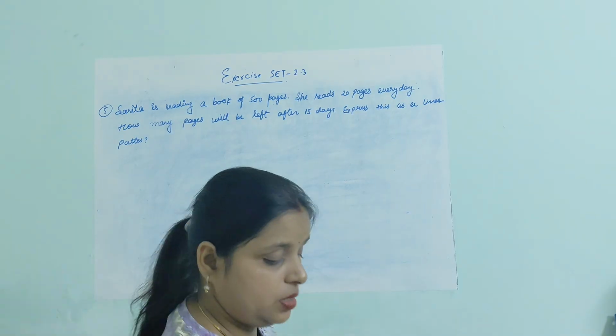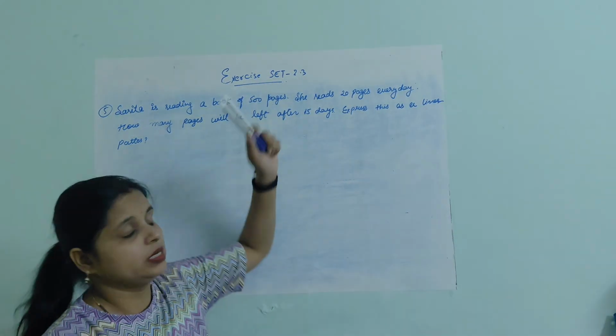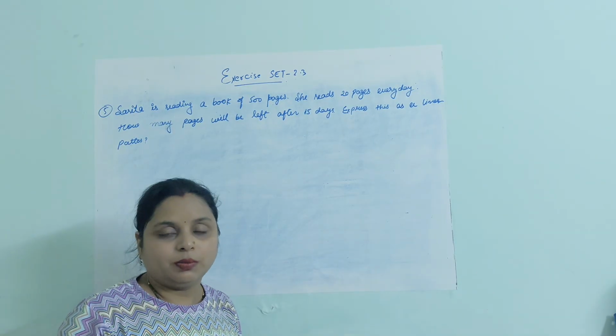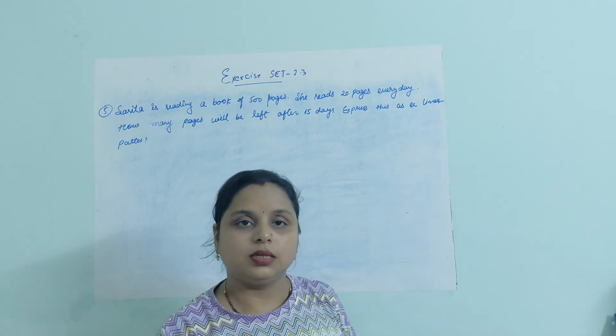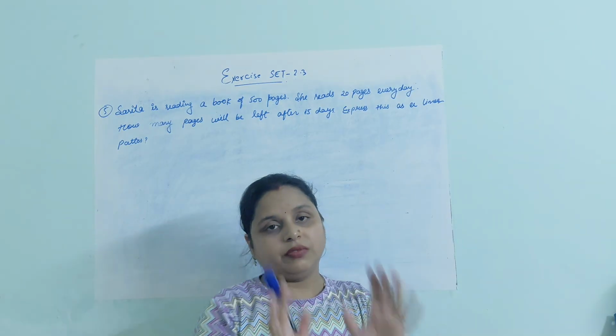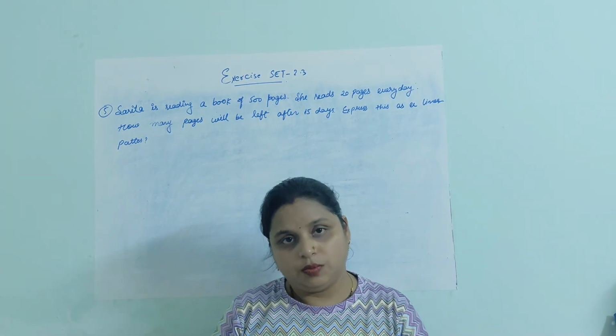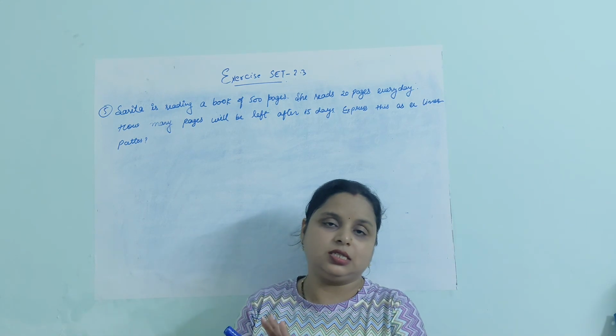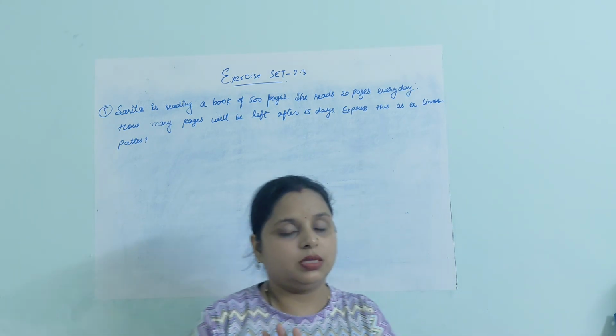Hello everyone. So here is question number 5 from exercise set 2.3. I have left question number 4 for you because it is the same as question number 3. They have given a rectangle and we have to calculate its volume, where the length is fixed and breadth is fixed, the height is changing. It is the same as question number 3.